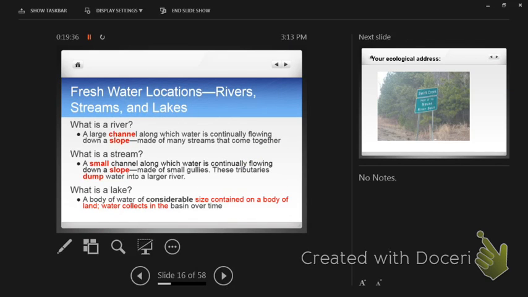And then bodies of water that are contained, where water collects into a basin, are called lakes. Most lakes are fed by either a river or a creek running in or out of them. Some lakes are fed by underground springs, which bring up groundwater to keep the lake recharged.